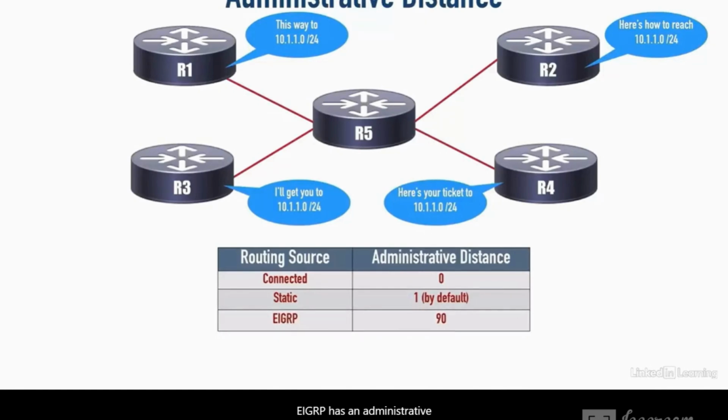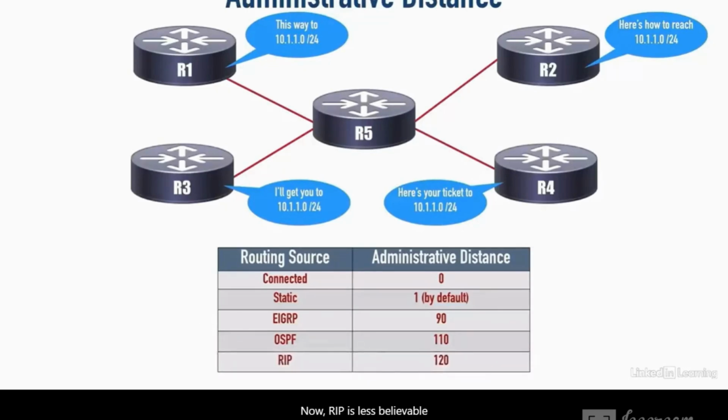EIGRP has an administrative distance of 90, and OSPF has an administrative distance of 110. That means that EIGRP is going to be more believable than OSPF. Now, by the way, this is for EIGRP within a network. In other words, it's within an autonomous system. We're not redistributing another autonomous system into EIGRP. If something gets redistributed into EIGRP, that EIGRP route is going to have an administrative distance of 170. But here, we're assuming that everybody's part of the same network, and we've got an administrative distance of 90.